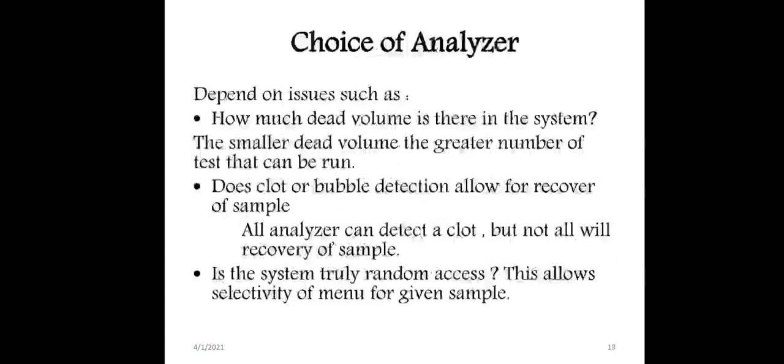After we collect the blood, we choose the analyzer for test performing, and this depends on issues such as how much dead volume there is in the system. The smaller the dead volume, the greater the number of tests that can be run. Does the clot or bubble detection allow for recovery of the sample? All analyzers can detect a clot, but not all will recover the sample. Is the system truly random access? This allows selectivity of the menu for a given sample.